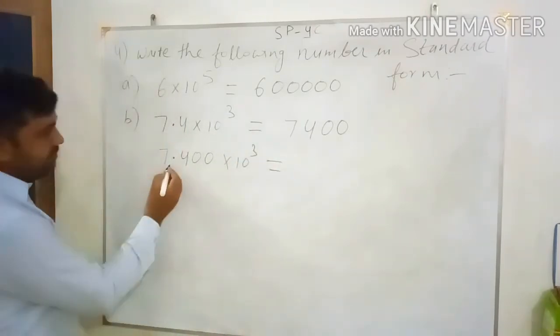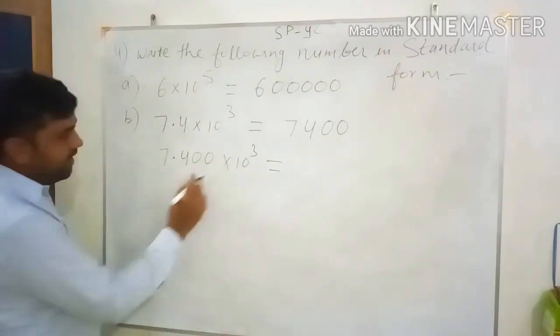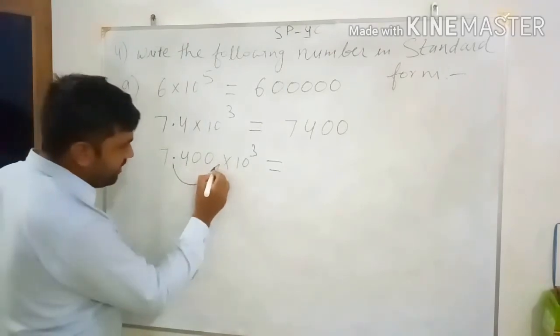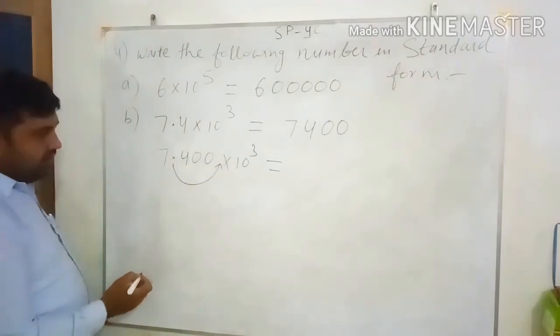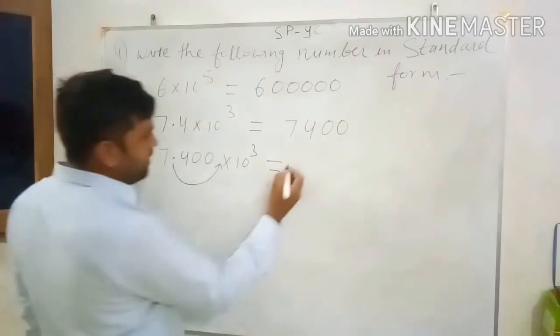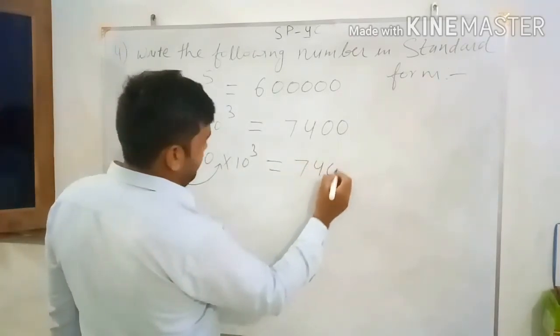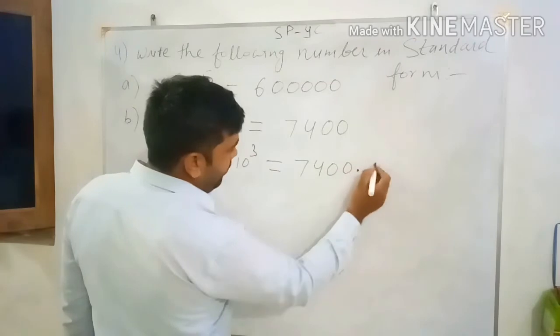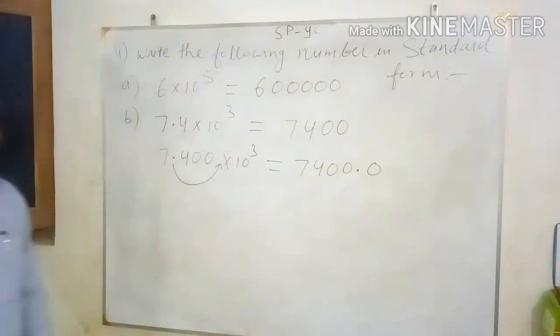Now we shift this decimal 3 places right. Now this decimal we have to shift here, that is 1, 2, 3 places right. Now the number is what? 7, 4, 0, 0, 0. That is the standard form. Like this also we can do.